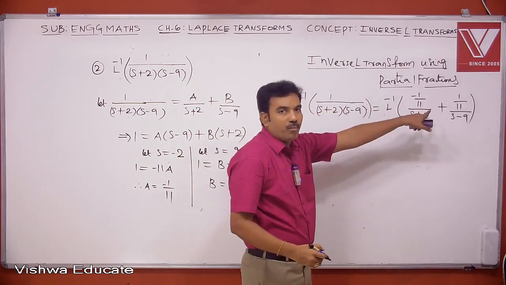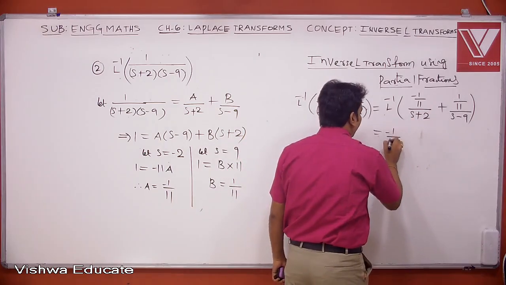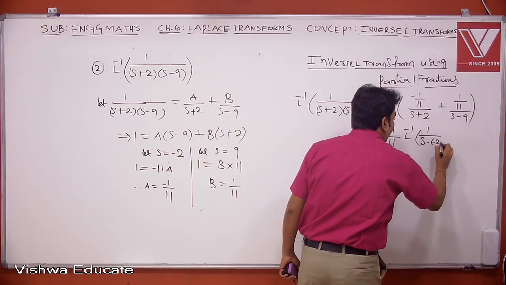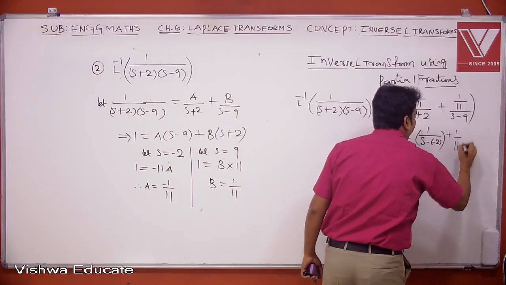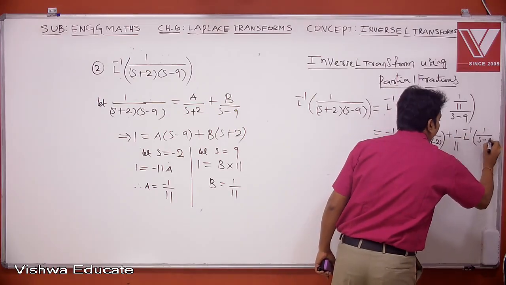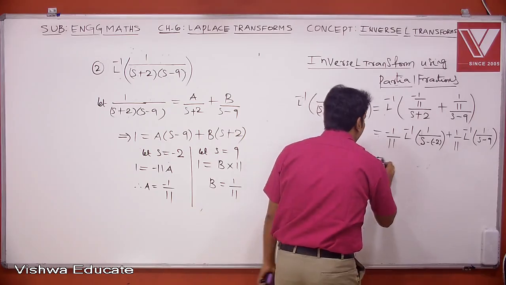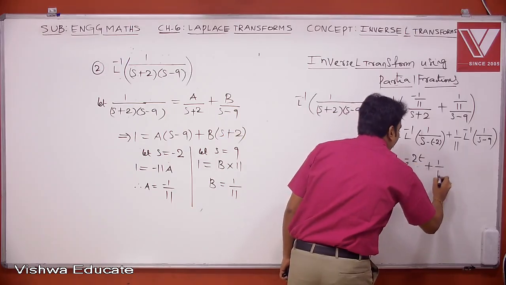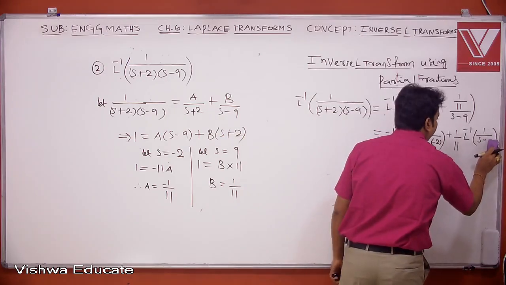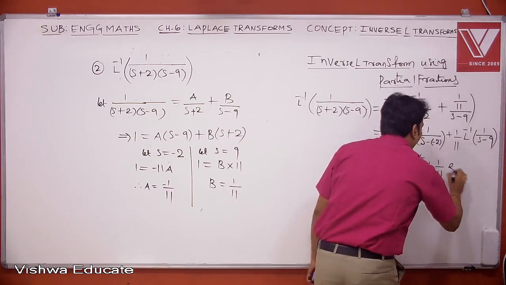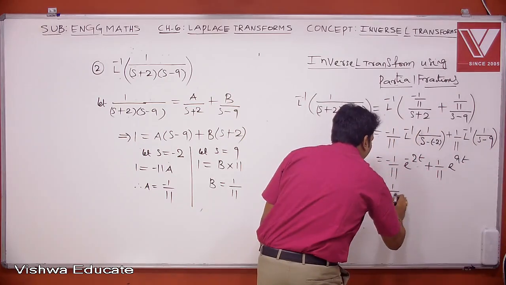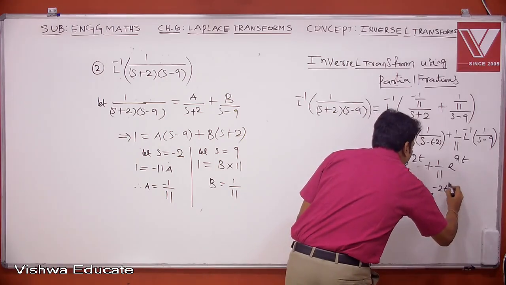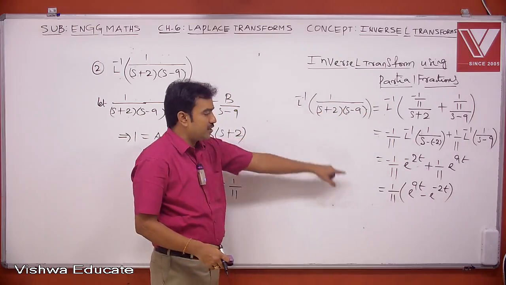Now apply linear property. So in this case, this is minus 1 by 11 into L inverse of 1 by s plus 2, which can be written as s minus of minus 2, plus 1 by 11 into L inverse of 1 divided by s minus 9. So this is minus 1 by 11 into e power minus 2t plus 1 by 11 into e power 9t. So therefore this is 1 by 11 into e power 9t minus e power minus 2t. So therefore the inverse Laplace of this function is this.